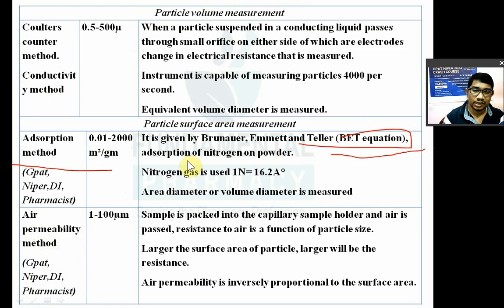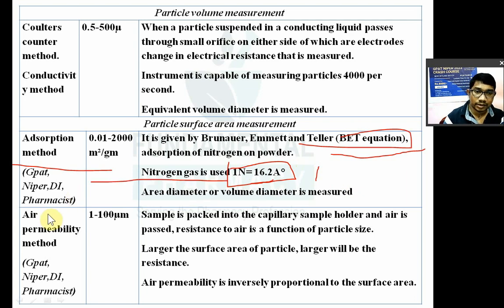Now liquid nitrogen will form a monolayer on a powder and 1 nitrogen molecule is equal to 16.2 angstrom. 1 nitrogen molecule is equal to 16.2 angstrom.